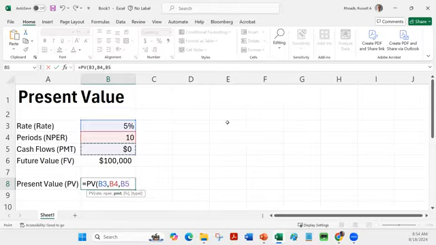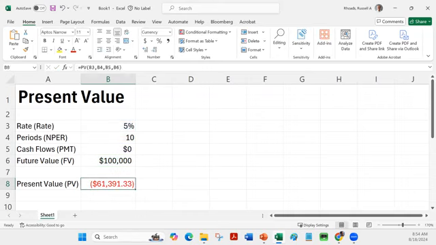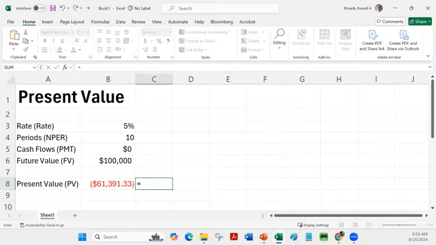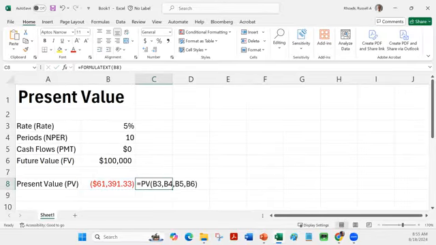So it's $0. And then finally, as I noted, we're going to get $100,000 10 years down the road, and our appropriate interest rate is 5%. And when I hit enter, we're going to get $61,391.33. Now, one of the things I like to do is I like to do formula text so you guys can see what's going on here in that spot.